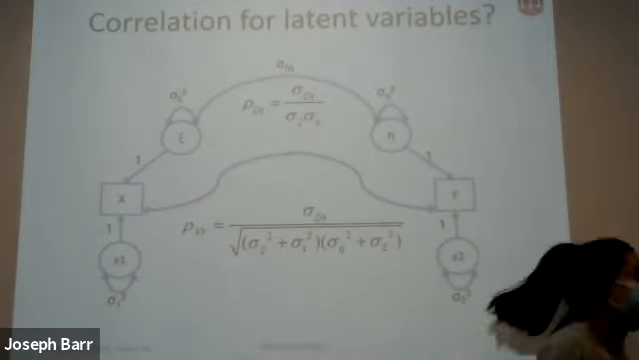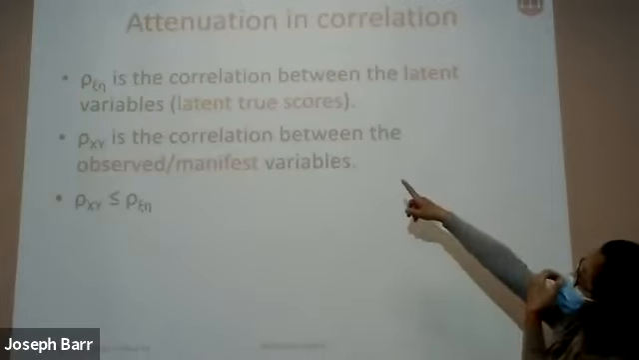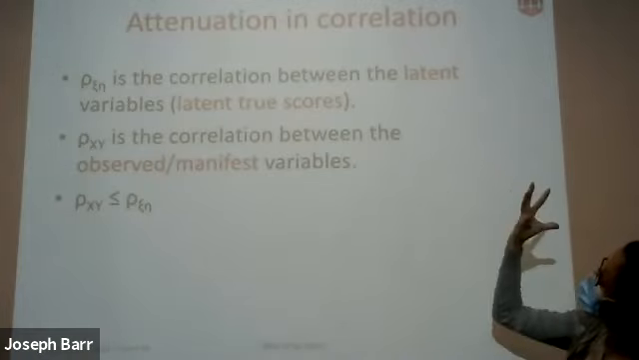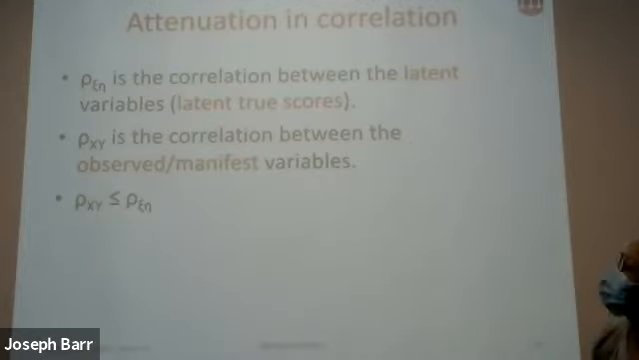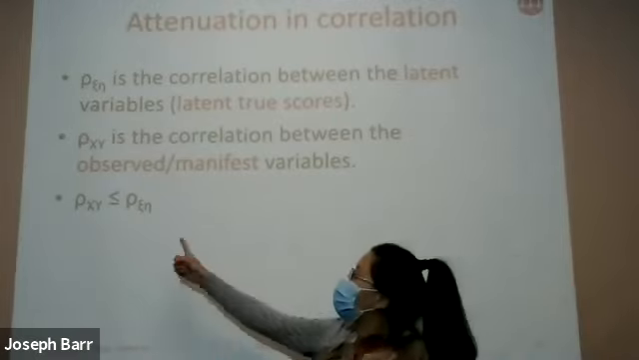This is the observed correlation. If you do the comparison between these two correlations, they're different. The top one is the correlation between xi and eta, the two true scores. The bottom one, rho xy, is the correlation between the observed or manifest variables x and y. This is the relationship between them.